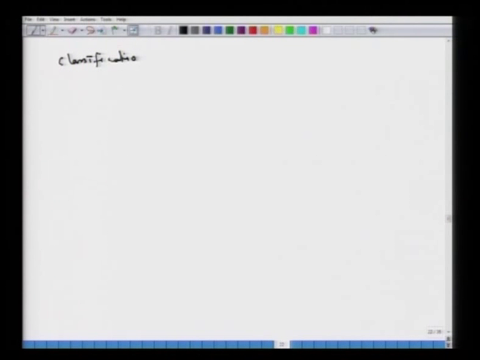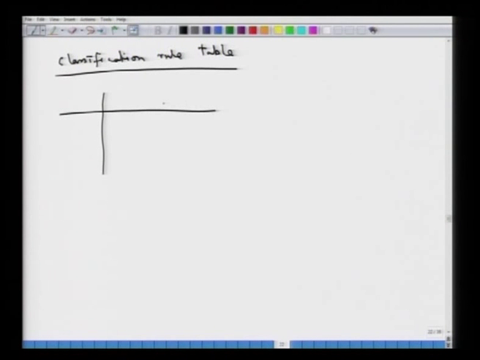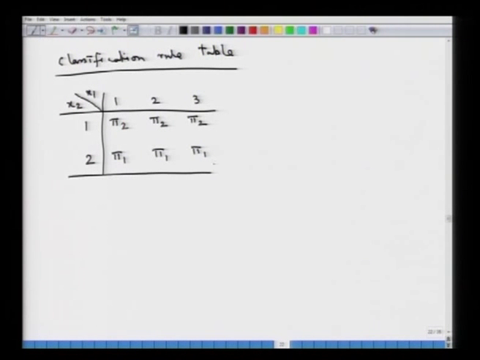Classification rule table. The setup is the following: we have this bivariate population with two variables, x1 and x2. x1 takes three values, 1, 2, 3, and x2 takes two values. Now, if this pair is observed, we have a pi 2 assignment. If this value is observed, we have a pi 2 assignment, this is a pi 2 assignment, and this is a pi 1 assignment. So, this is the classification rule that has been framed.